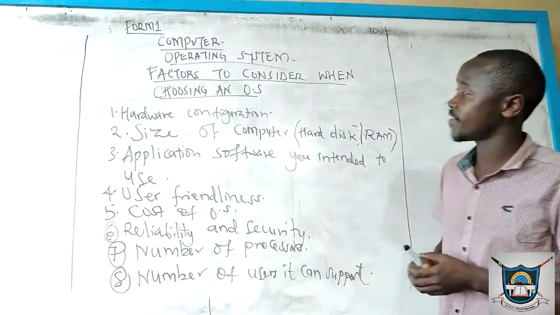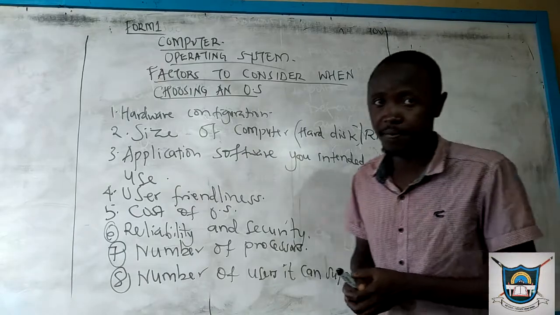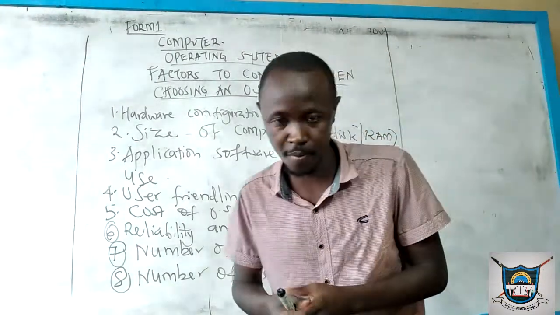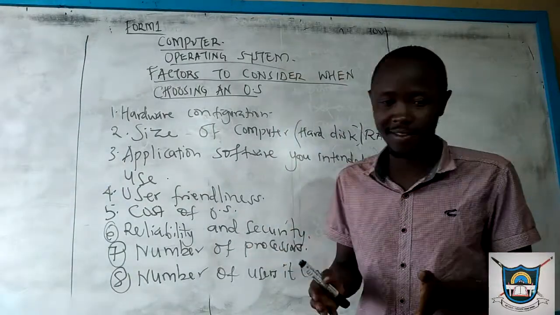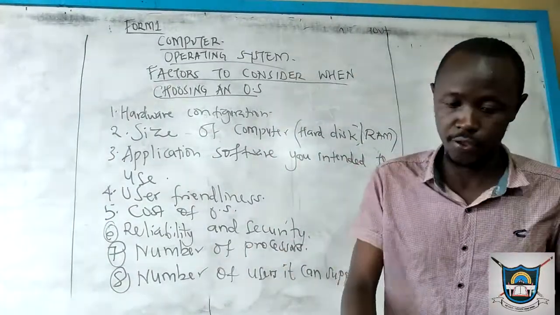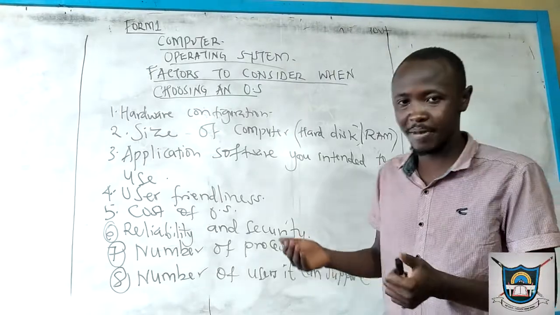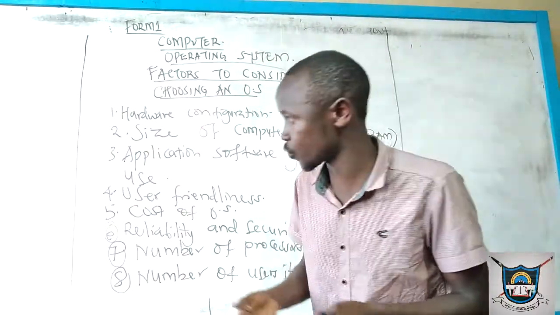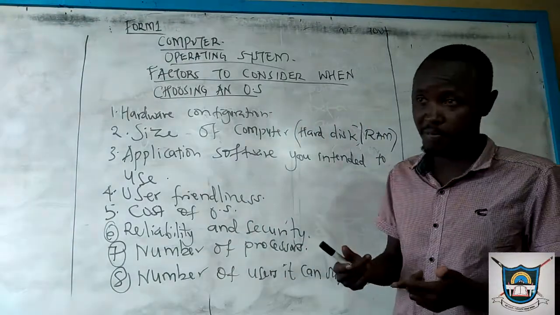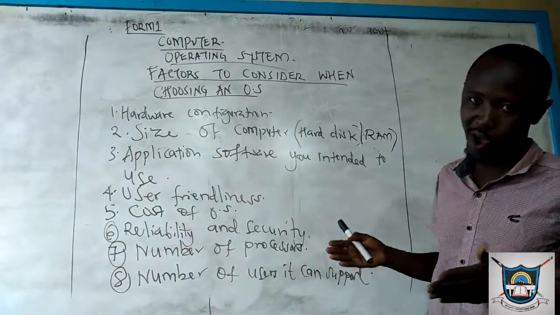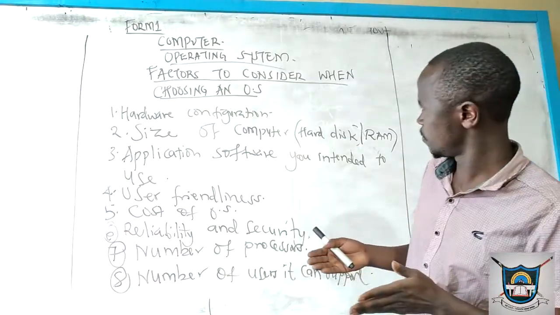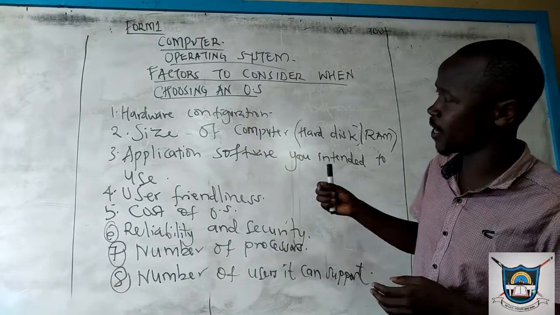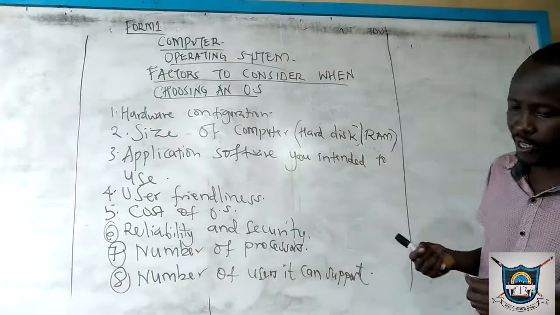Number two, we have the size of the computer, that is the memory size, where you find that the hard disk might not be so big, or it might not have the capacity to hold a certain operating system since it is too large. Or maybe you have a big memory and you require one that can be bigger. Therefore, when you are selecting the operating system, you have to consider the memory capacity.